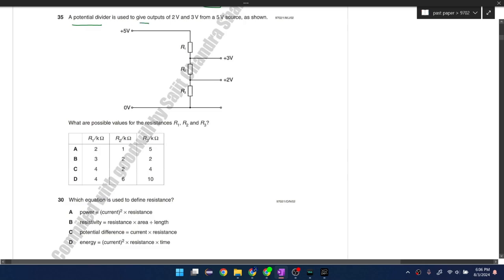A potential divider is used to give outputs of 2 volts and 3 volts from a 5 volt source. As shown, what are the possible values for the resistances R1, R2, and R3?